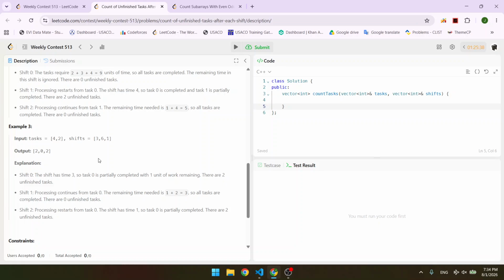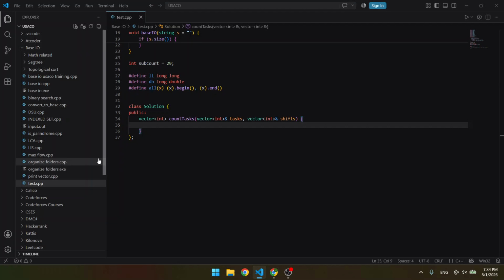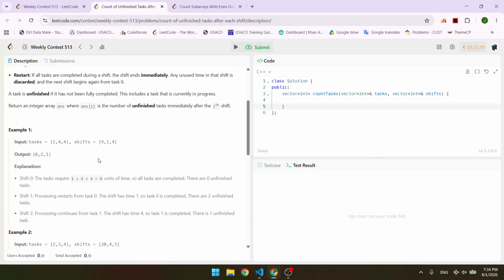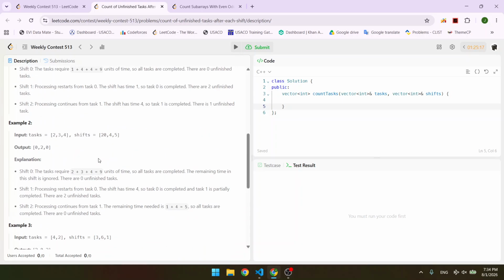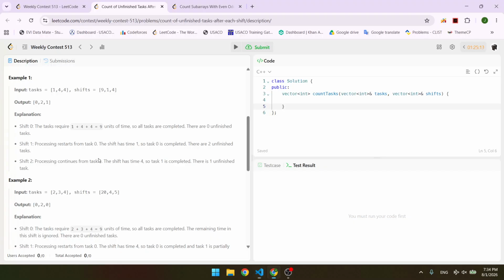Partially completed. 1 plus 2 equals 3. And processing restarts from task 0. That's 1. Okay. For every shift. Okay.